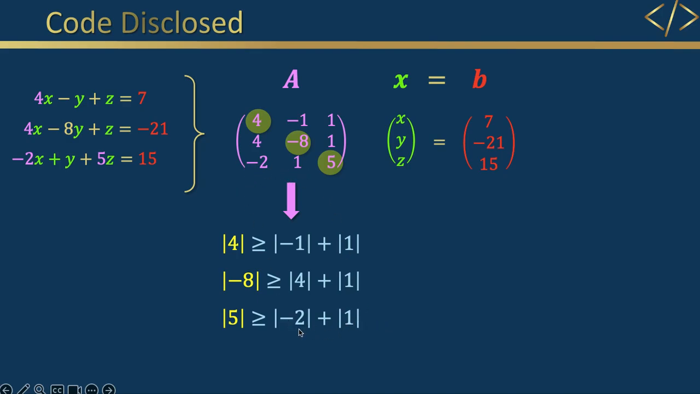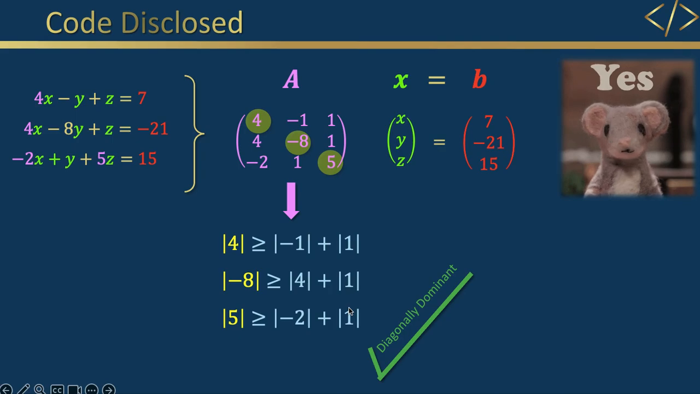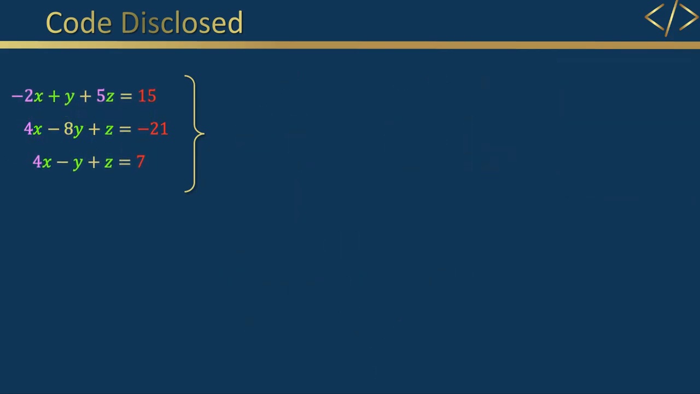Well, yes, because 2 plus 1 is 3 and 5 is larger than 3. So I can say that this system of linear equations is diagonally dominant, and we can use the Jacobi method to solve the system. Let's do a trick and swap the first equation with the last equation.